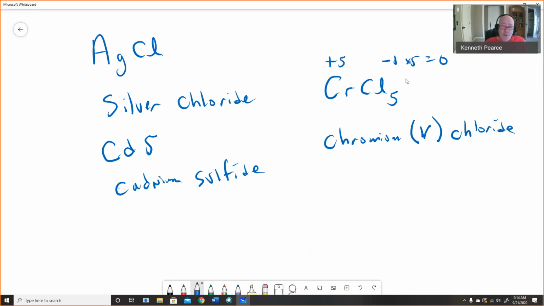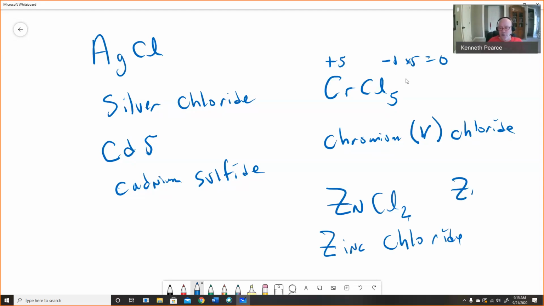Most of the time, you're going to use Roman numerals if it's a transition element. The only time that you don't use them is for these very few exceptions, such as silver, cadmium, and zinc. You don't use Roman numerals, and so you could have this, which is just zinc chloride. Even though it's a transition element, zinc is always 2 plus. Copper is +1 or +2. Iron is +2 or +3. So you have to specify what you have.